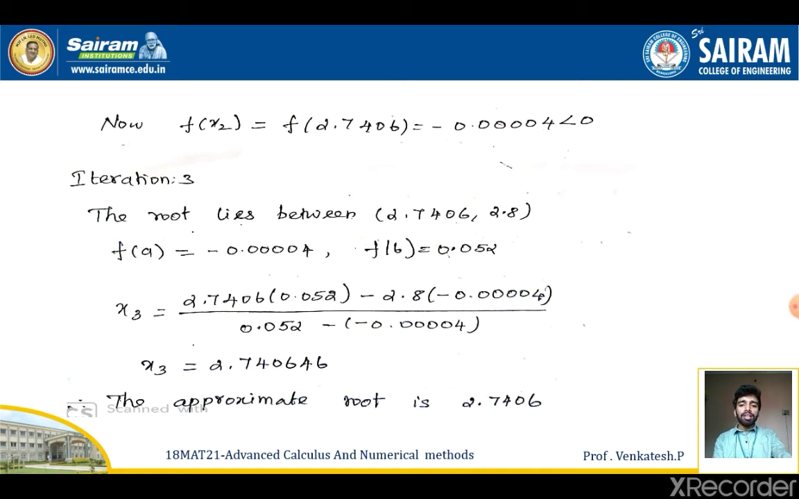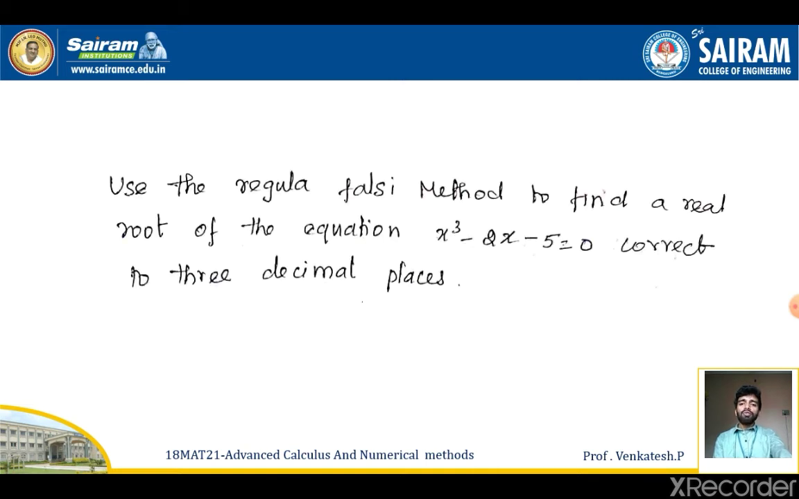If we replace all these values along with f of a and f of b in the x3 formula, after simplifying, I got the value 2.74046. Now by comparing the previous x2 iteration with the x3 iteration, the value is the same up to 4 decimal places. So we can conclude the approximate root is 2.746 after 3 iterations. We'll see one more example on the regula falsi method.